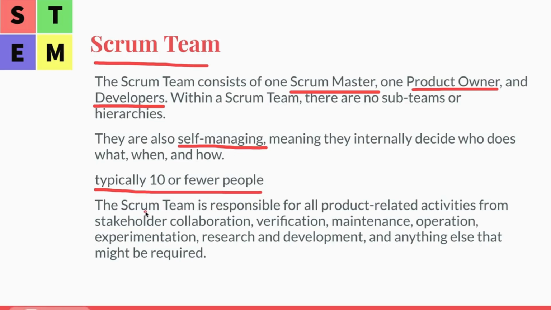The Scrum team is responsible for all product-related activities, from stakeholder collaboration, verification, maintenance, operation, experimentation, research and development, and anything else that might be required. So the Scrum team is responsible end to end for the product, from product development until product operation.